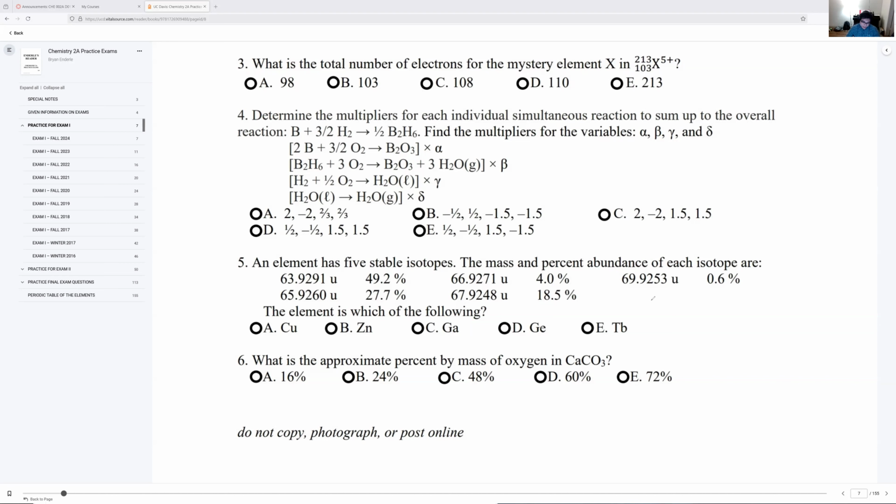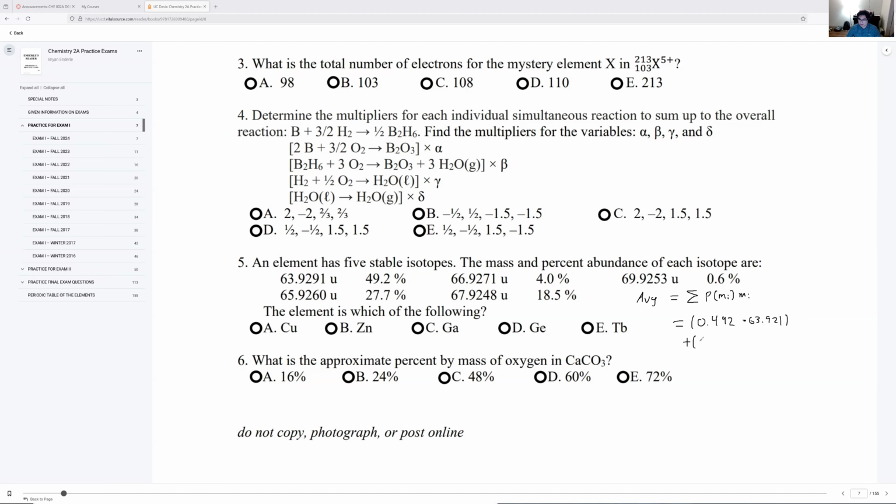So if you want the formal formula, it's going to be the sum, that's the sigma symbol, of the probability of some mass, which is the percent as a decimal, times the mass. So in this one, all you do is change the percents to decimals. So we have 0.492 for 49.2% times 63.921. And then the sigma is just plus, right? You're just adding them all up.